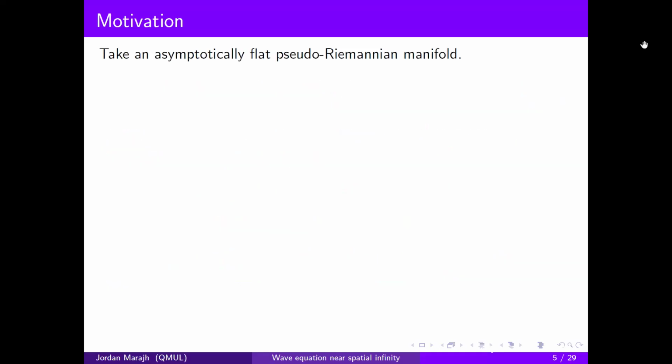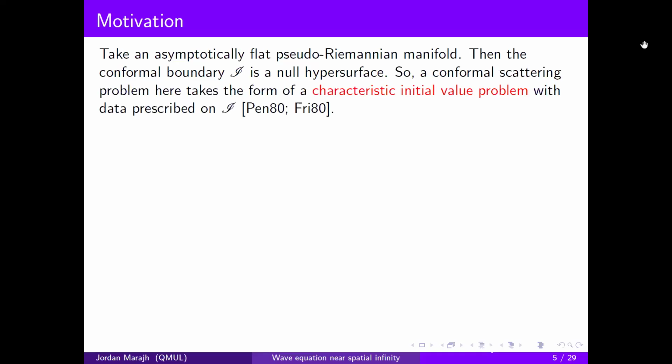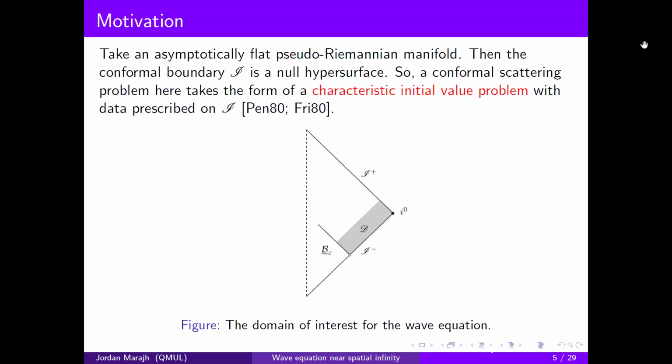So, of course, in our case, we want to take something which is asymptotically flat. That means that the conformal boundary is actually a null hypersurface. So this is the standard problem. Then really what conformal scattering looks like in this particular case is a characteristic initial value problem with data given on the conformal boundary.